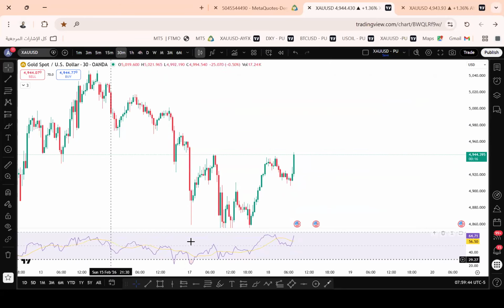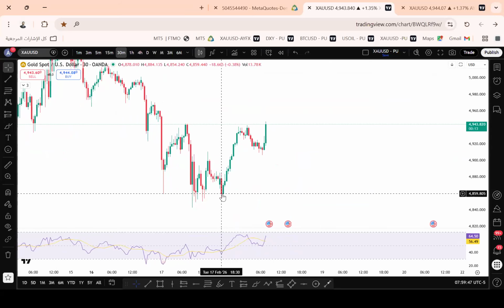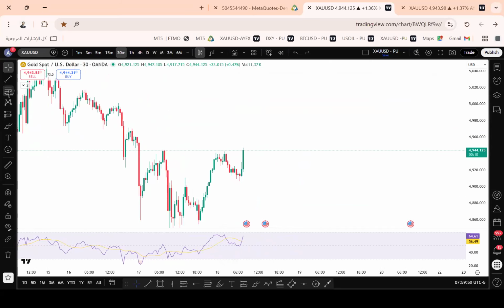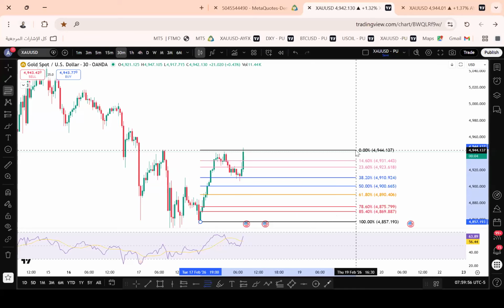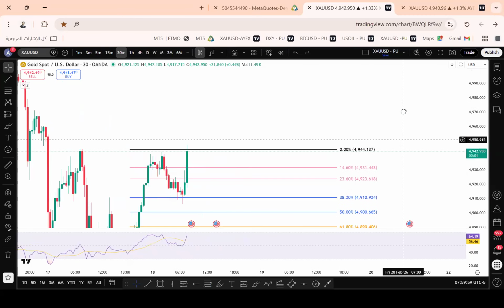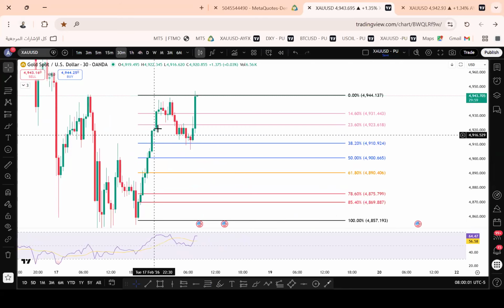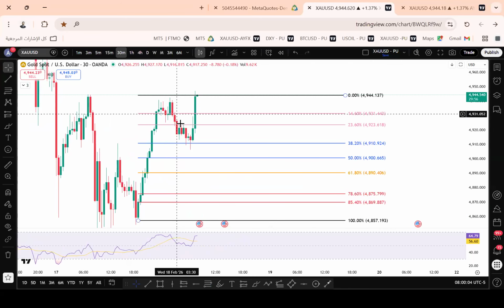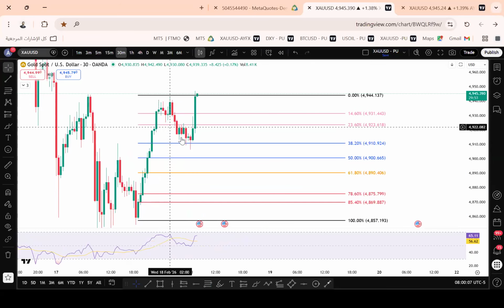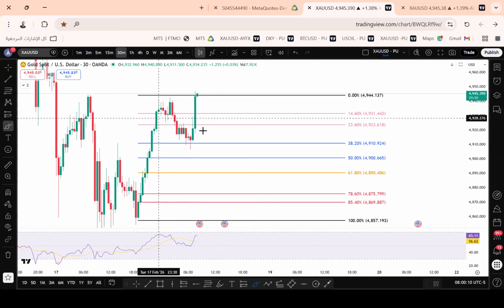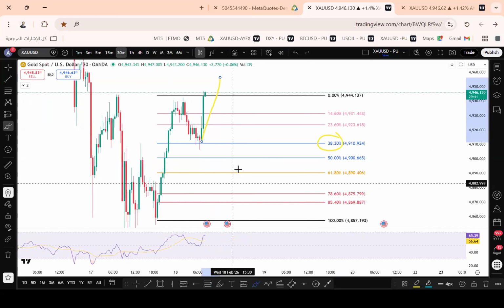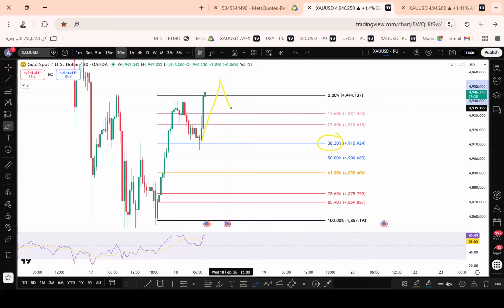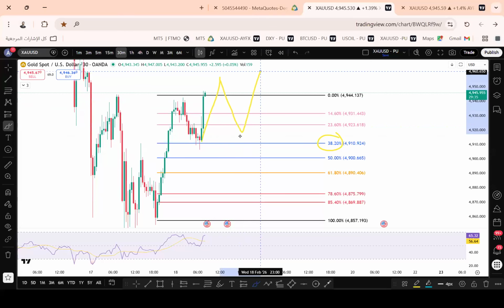Now, I can do something which is vice versa. I can apply the Fibonacci from this level to this level, from the lowest point to the highest point, right? So the price goes up, up, up, and then it reached this and started to retrace. Now, if I apply Fibonacci, as you can see, it has exactly retraced from the level of 38%. And then it is going to continue to push higher, right? After that, it might go again to test the 23% or 38% and then go up again.